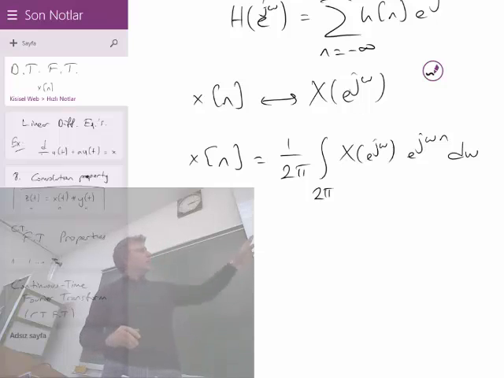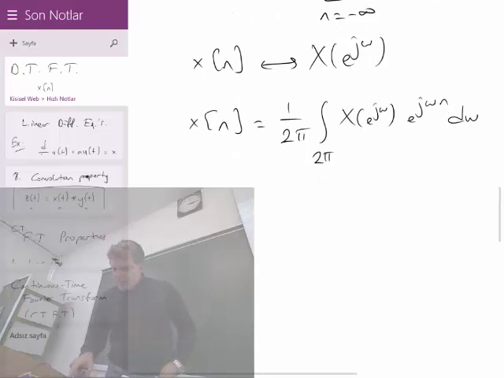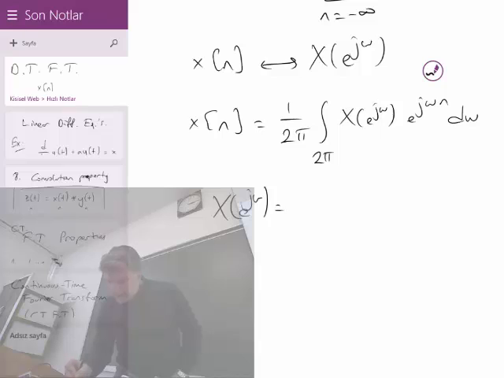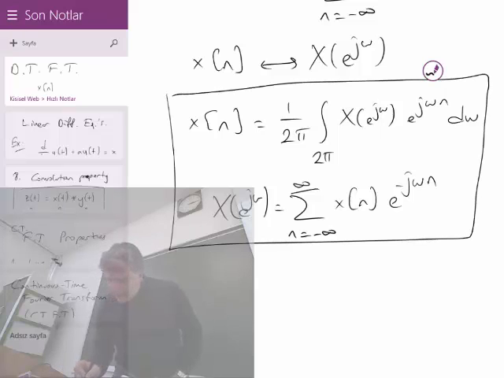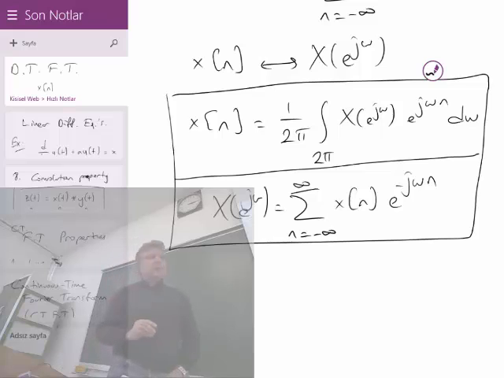And clearly, capital X of e to the j omega inside the integral corresponds to the discrete time Fourier transform of x of n. So the whole formula is the inversion. Let me write again the Fourier transform formula underneath, and then put these two things in a box. The top one is the inverse discrete time Fourier transform. The bottom one is the discrete time Fourier transform.